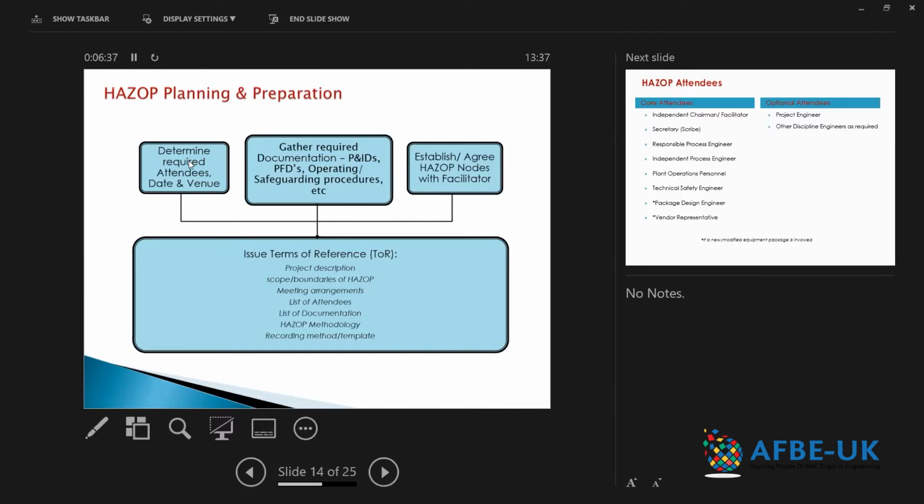You want to agree basically the scope of the HAZOP, what part of the system, starting from where to where, and this is talking about a continuous HAZOP as opposed to your batch HAZOP. You want to determine what part of the system, the extent of the system that you're HAZOPing. All of this information that you've gathered, you've got the attendees, the dates, the documentation, the notes.